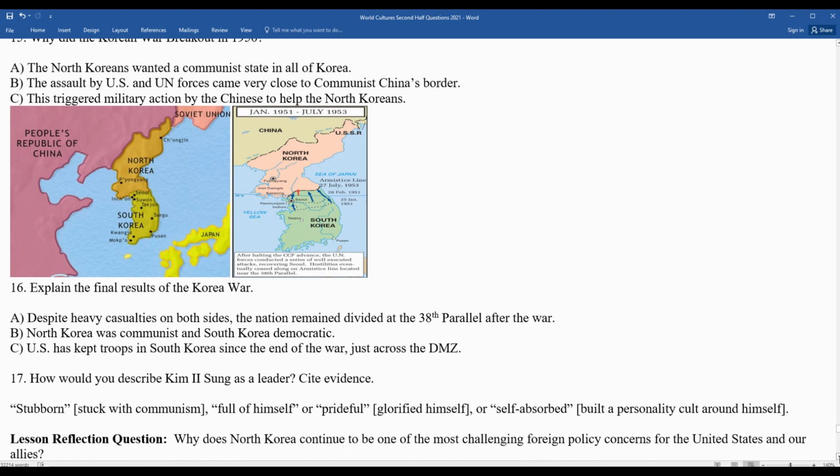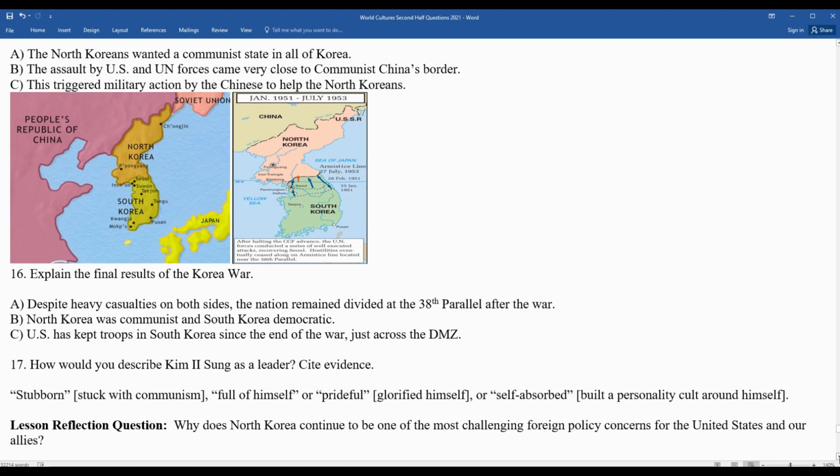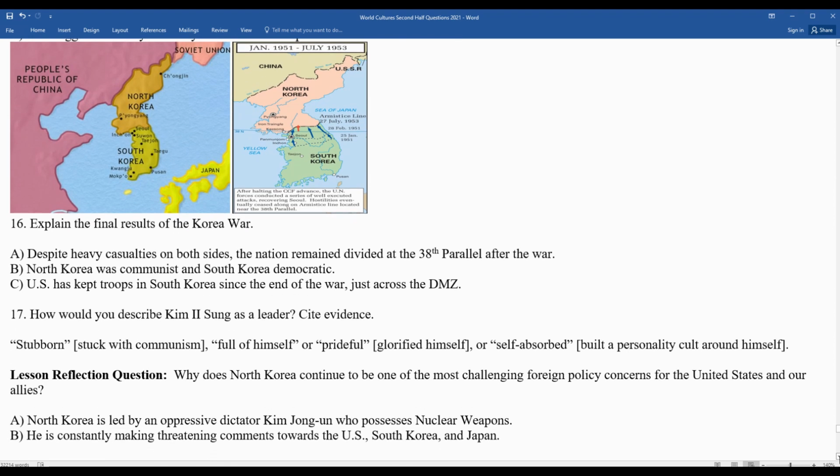And the lesson reflection, why does North Korea continue to be one of the most challenging foreign policy concerns for the United States and our allies? And once again, I alluded to that already. It is led by an oppressive dictator, Kim Jong-un, who possesses nuclear weapons. He's constantly making threatening comments towards the United States, South Korea, and Japan. So the United States, even under former President Trump, had to deal with several outbreaks of issues with North Korea, and it remains a hotspot and a source of concern during the Biden administration today.